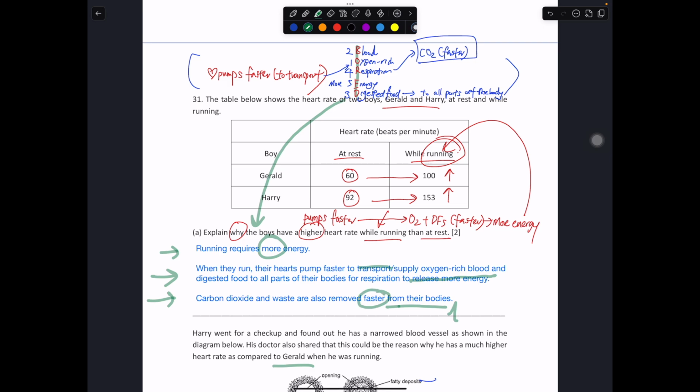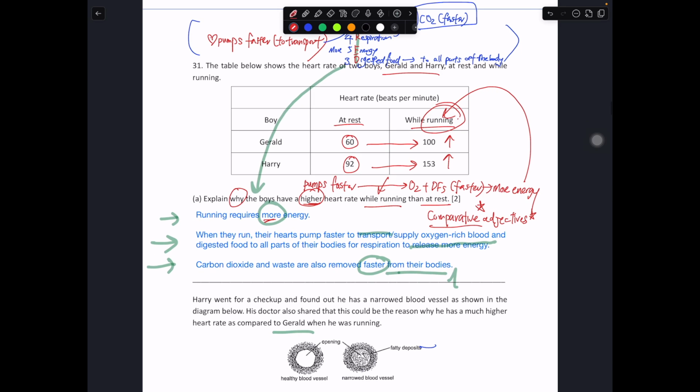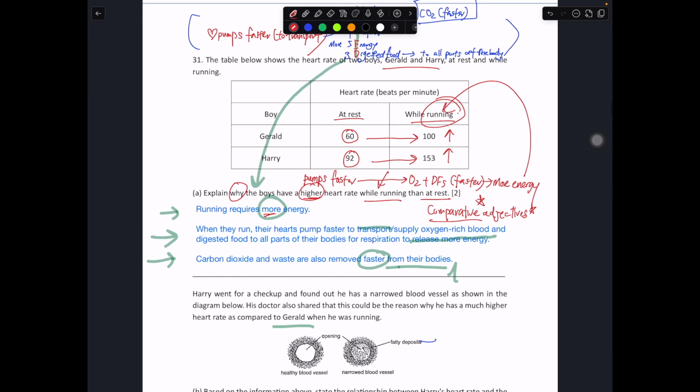This question is really focused on the comparative adjective. The comparative adjective is the key portion. Without it, your answer will not make sense, because here it is higher heart rate, more energy. Some students will forget the word more and just write running requires energy. At rest you also require energy, but running requires more. So the word more, the comparative adjective, is important to show the explanation.